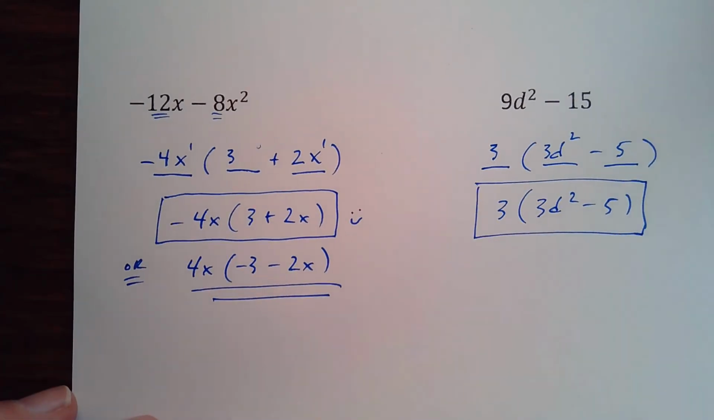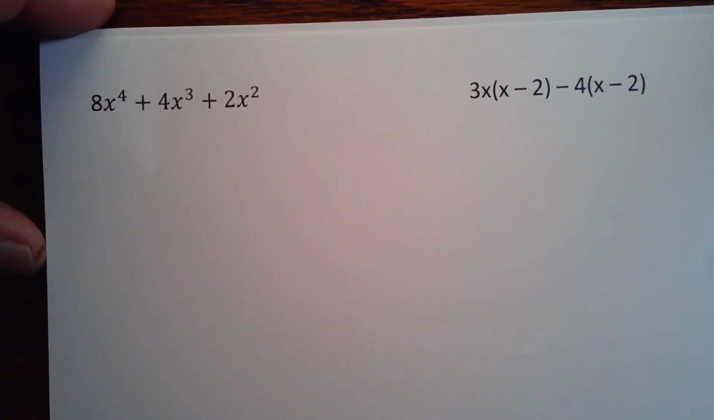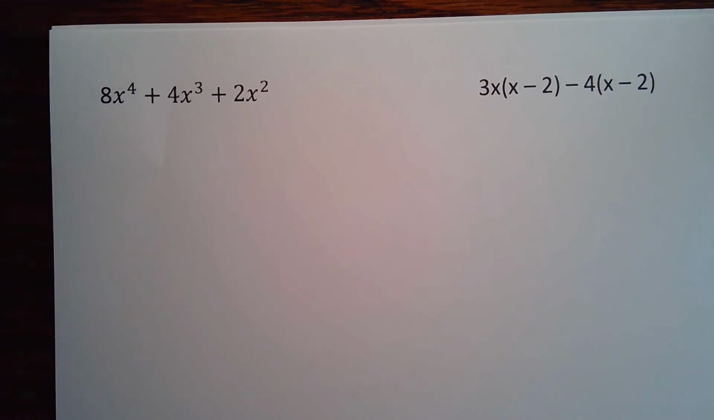All right, 2 more examples here. Go ahead and try this first one here, 8x to the 4th plus 4x cubed plus 2x squared by yourself. I'll put a little pause here, and then I'll work it out.